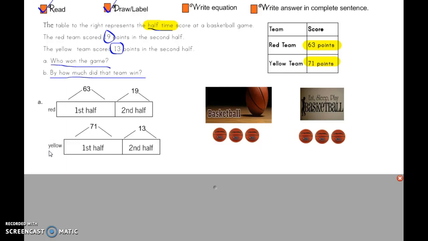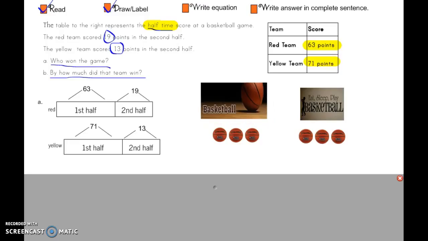Let's take a look at the yellow team. In the first half, I know that the yellow team scored 71 points. Then in the second half, they scored 13 more points. Again, I have to figure out who won the game. So now that I've drawn and labeled my tape diagram, I need to create a number sentence and write it out as an equation.